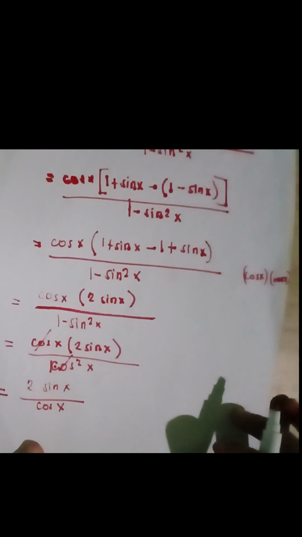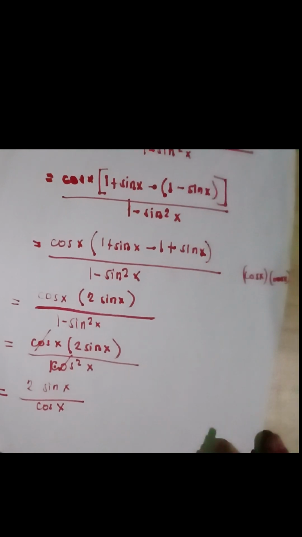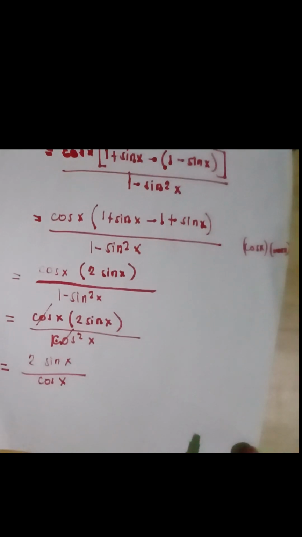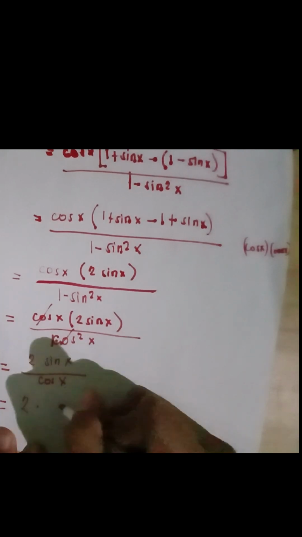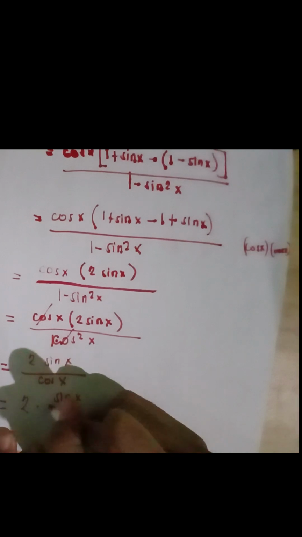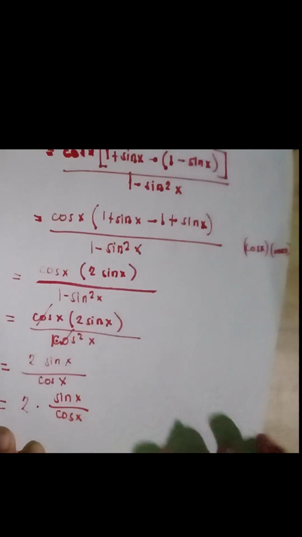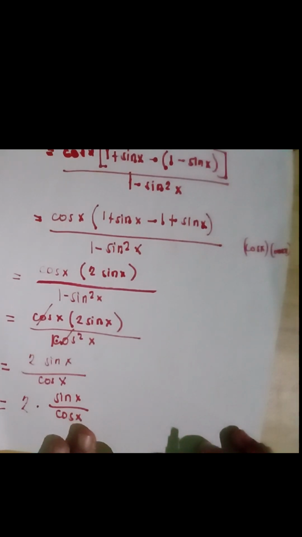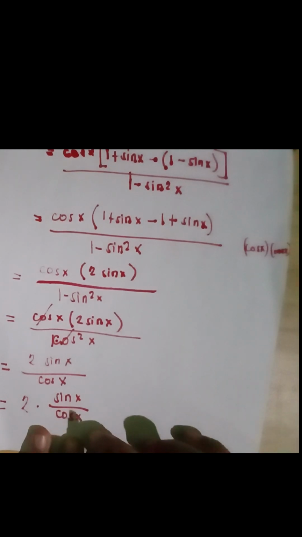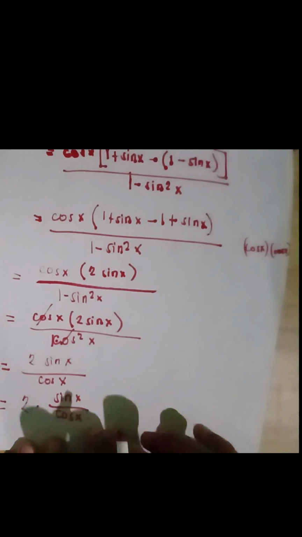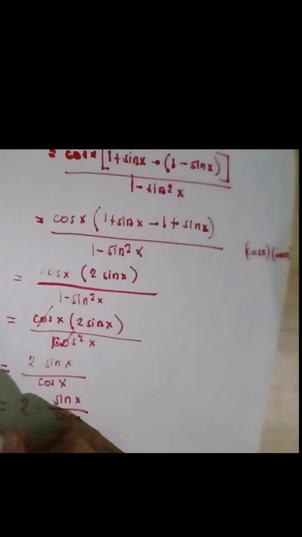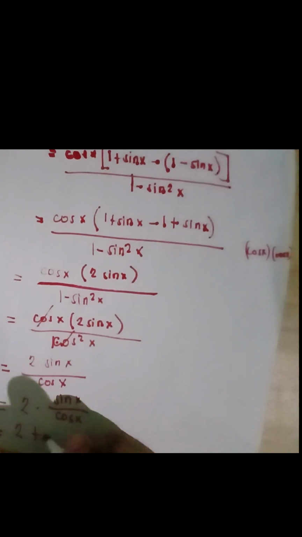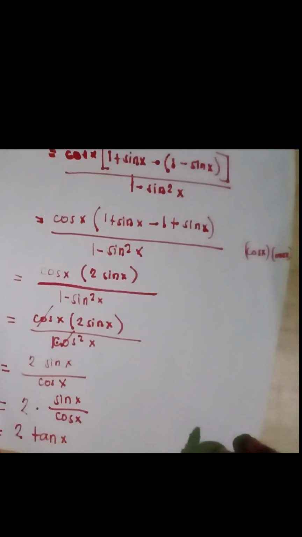Now let's break it down into two fractions. This is going to be 2 times sine x over cosine x. So sine x over cosine x is the same as tan x, so we get 2 tan x. So our final answer is 2 tan x, which matches the left side.